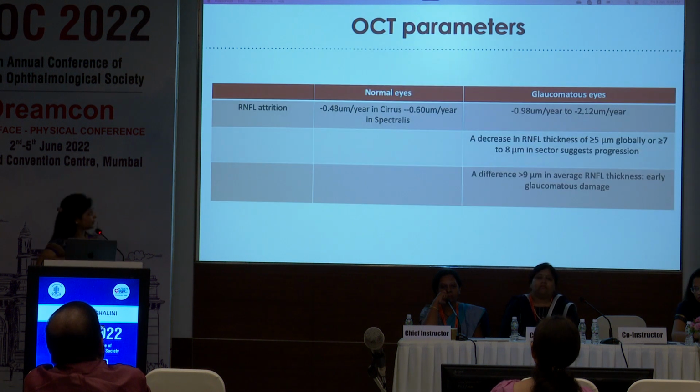So there are certain parameters that we must be knowing. As is seen in perimetry, even in OCT, RNFL thickness decreases at a normal rate, and we should know about that rate. Anything more than 1 micron per year is abnormal. And anything more than 2 microns per year is catastrophic progression that we must treat immediately by surgical intervention. So if there is a decrease in RNFL thickness of more than 5 microns globally, it is definitely progression.